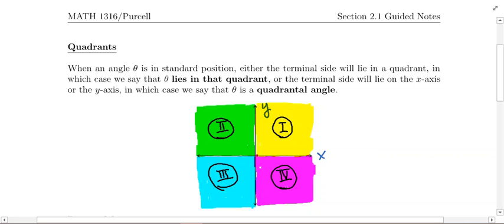Again, you need to know which quadrant is which. You're going to have to get used to, when you're dealing with a particular angle in standard position, identifying which quadrant that terminal side lands in, because like I said, it can have an impact on the problem, in particular the sign of the answer.